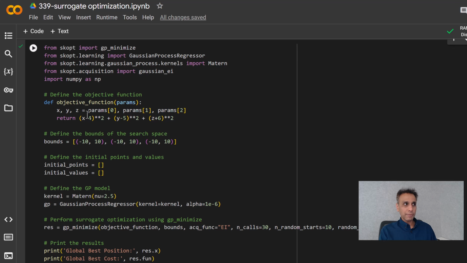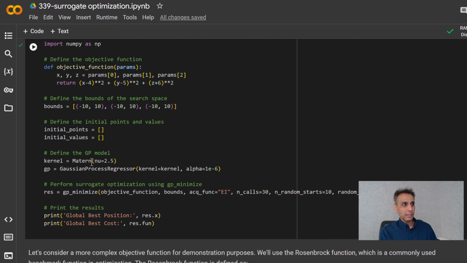After defining your objective function and the bounds, all you need to do is start an empty list with initial points and values, because we want to capture and print them. Otherwise, you don't need it. The kernel equals matern, nu equals 2.5. Remember, this is exactly what we used when we coded everything line by line. And our GP, we are defining as Gaussian process regressor, where kernel is this, alpha is this. Exactly the same as what we have done with our own hands, now using someone else's library.